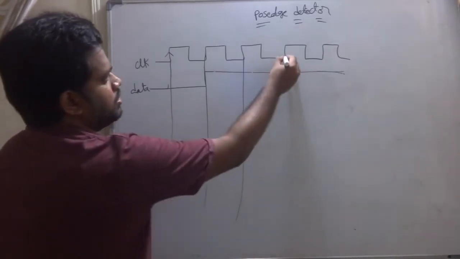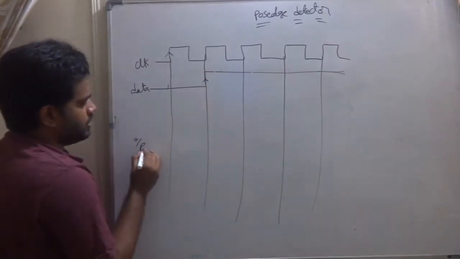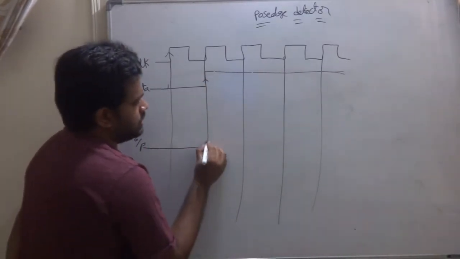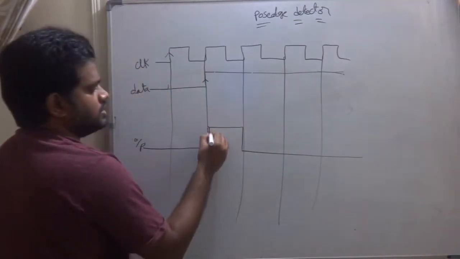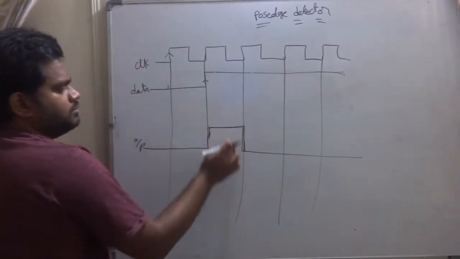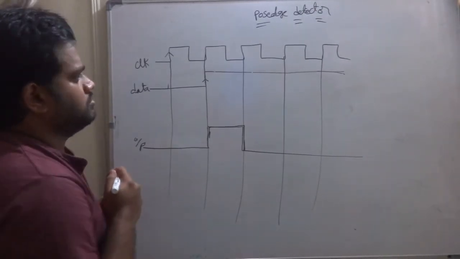Positive detector means, when the positive edge comes, you have to detect it, correct? Where is the positive edge? This one, right? What is the output? This is my output. When the positive edge comes, this output needs to go high. Okay, then how can I write the hardware?